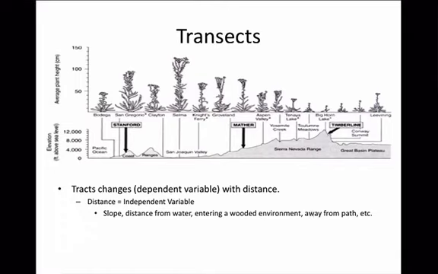Transects. Why transects are important is the fact that they track changes in that dependent variable, what you're measuring, with distance. So you can see how plant life will actually change, and this is a height, as you go over a mountain range. Again, this is out of the scope of what you're doing, but it can definitely provide a good insight of what a transect is and why it's useful.